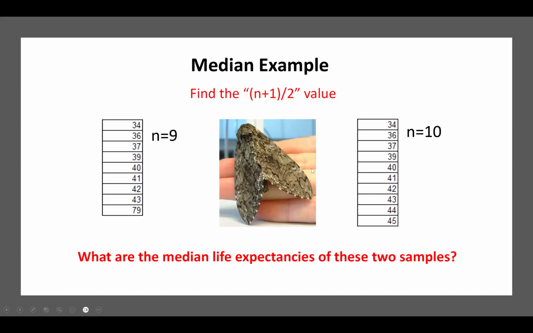All right. I want you to go ahead and find the median example. So n plus 1 divided by 2. You can do this with a calculator quick. So n is 9, plus 1, divided by 2. Over here, n is 10, plus 1, divided by 2. Find out that number, and you can find it in here. All right. What are the median life expectancies of these two samples?